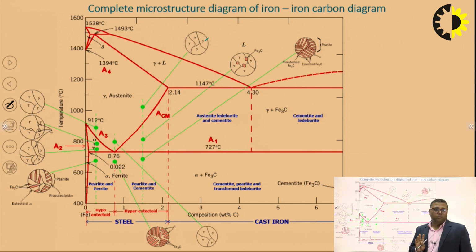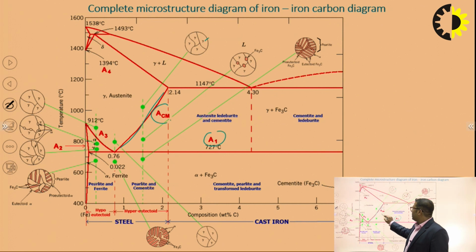cast iron composition. And one more thing, in this diagram you see that this 727 degree temperature horizontal line is denoted by A1. This curve is denoted by ACM. This curve is denoted by A3.